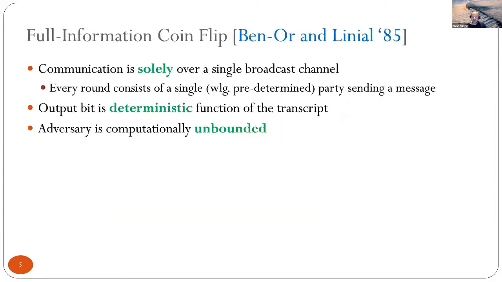Okay, so hopefully I somewhat convinced you of the importance of coin flipping protocols. So let's be more formal. We consider full information coin flip, defined by Ben-Or and Linial back in '85. In this model, the communication is over a broadcast channel. The output bit is a deterministic function of the transcript, and the adversary is computationally unbounded. This is arguably the simplest variant of a coin flipping protocol. You have to understand nothing about crypto to figure out what such a protocol is.